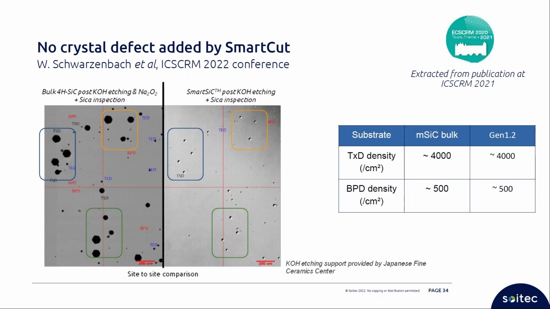Here we compare with the average characterizations the crystal of the SmartSiC wafers versus the same crystal from the donor, at the same position, and we can observe exactly the same defects at the same positions. So when we have a certain density of defects on the donor, we have exactly the same on the Gen1.2. When we have a certain density on the substrates, we have the same on the Gen1.2.